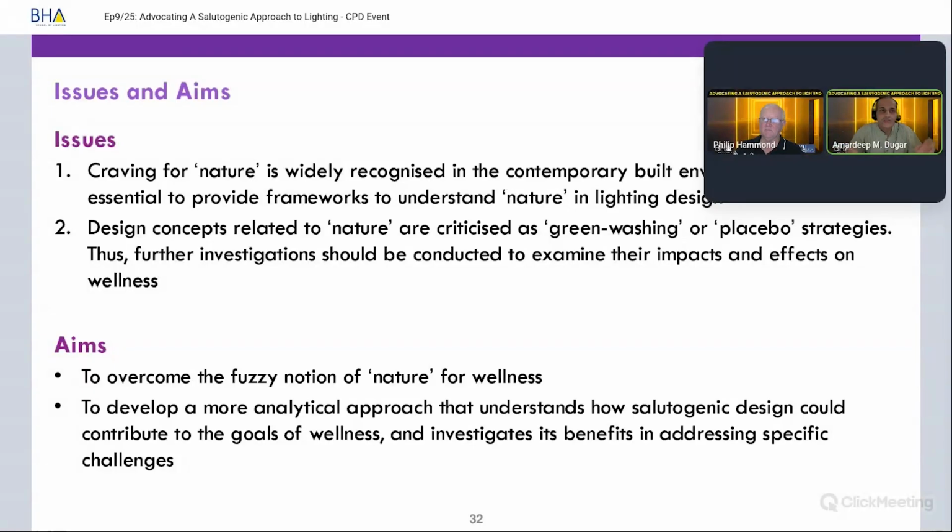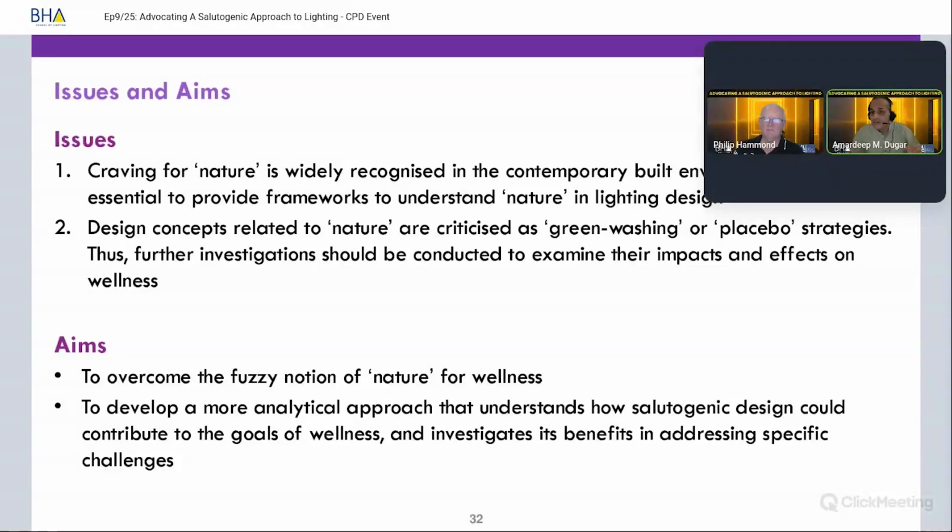Placebo strategies means it doesn't have any scientific bearing. It's just there, and just because it's there, you feel good about it. So a lot of further investigation needs to be conducted to actually examine the impacts and effects on wellness. The aim of this presentation is to overcome this whole fuzziness around nature for wellness. And as a researcher, I'm looking at the whole thing from a very analytical point of view.